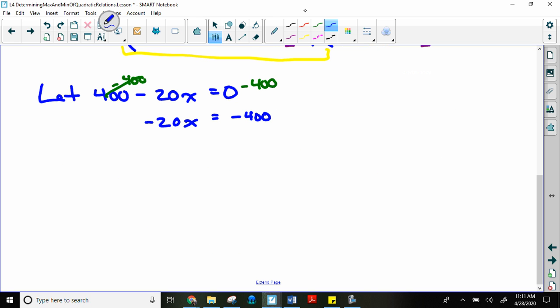Okay. And then we're going to do a little bit of this. Boom, boom. Negative 20. You are always, always, always going to use a calculator to check your answer. Negative divided by a negative is a positive. 400 divided by 20 is 20. 20 times 20 is 400. So 20.